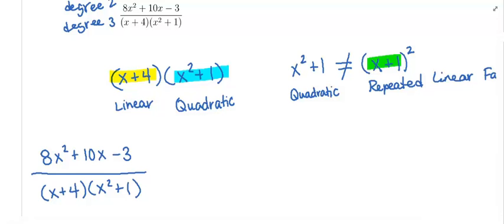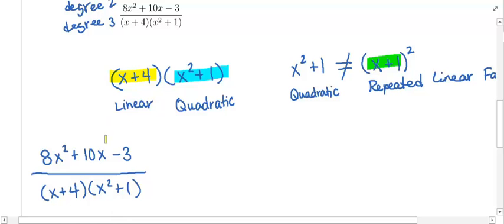We have to handle it one factor at a time. I am going to start with the linear factor. The linear factor is not repeated, so we only need one fraction for it. x plus 4 will go in the denominator. The denominator is degree 1, so the numerator needs to go down to degree 0. It's just going to be a single number. Then we're going to add the next fraction.